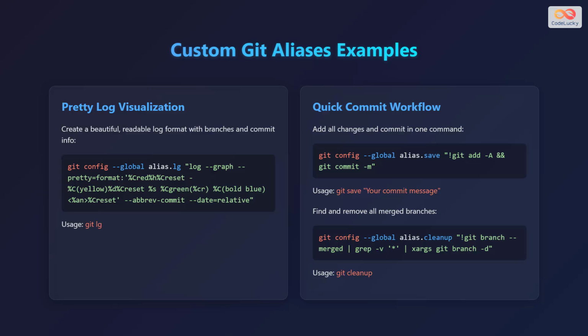For a quick commit workflow, use git config --global alias.save '!git add -A && git commit -m'. This adds all changes and commits in one command, and you can use it by typing git save followed by your commit message. To find and remove all merged branches, use git config --global alias.cleanup with git branch --merged, grep, and xargs git branch -d. This alias cleans up your local repository by deleting all branches that have been merged into the current branch. You can use it by simply typing git cleanup.